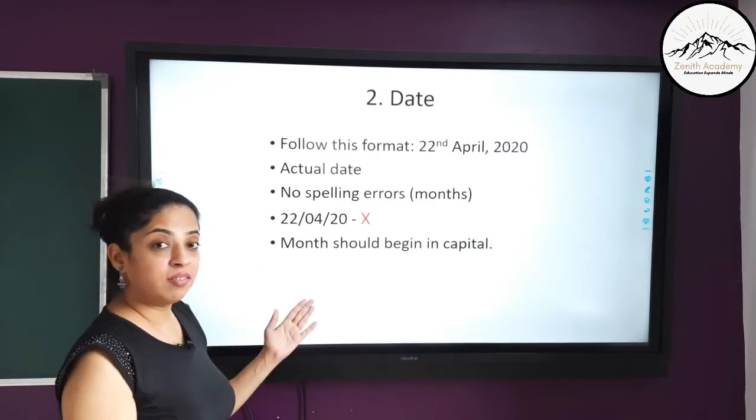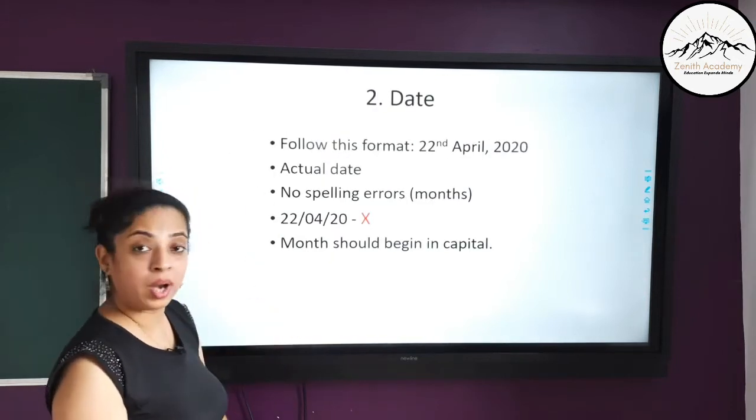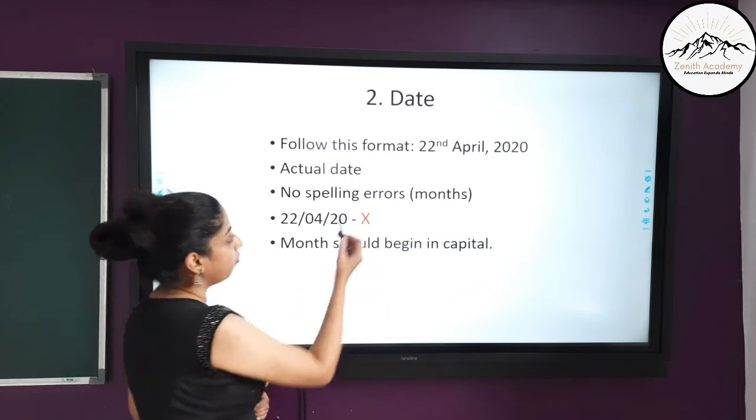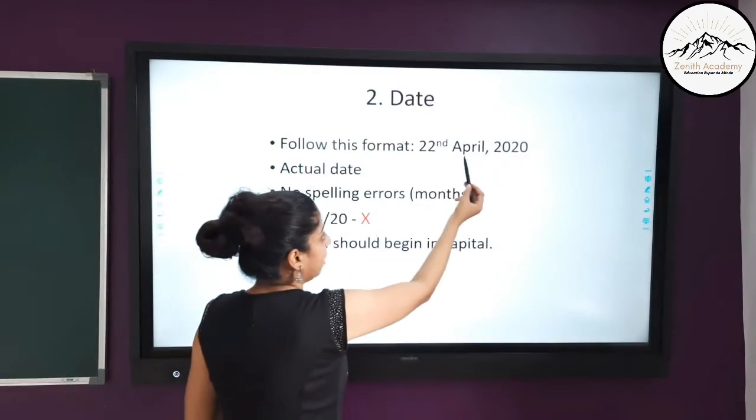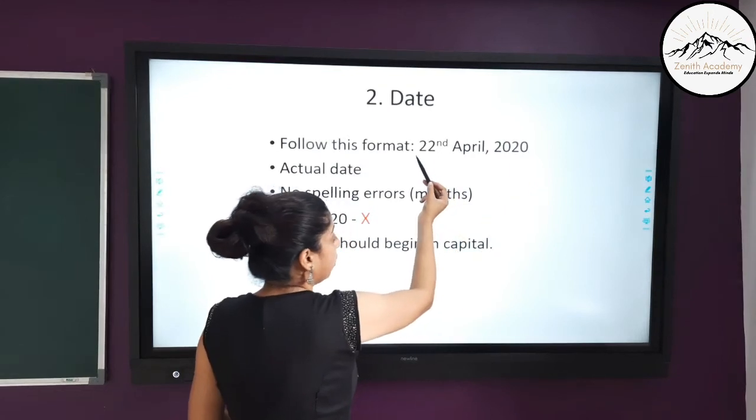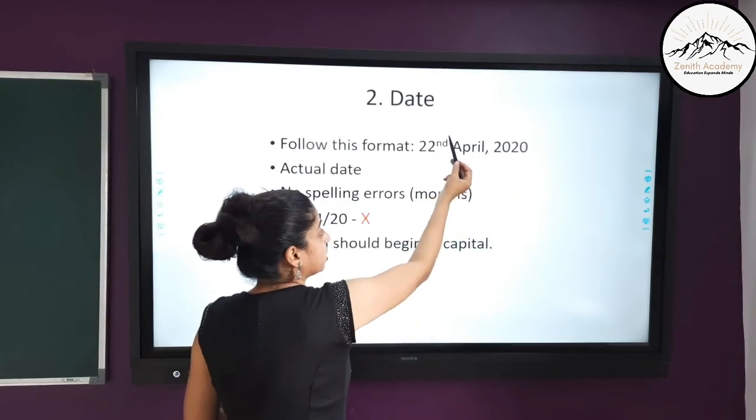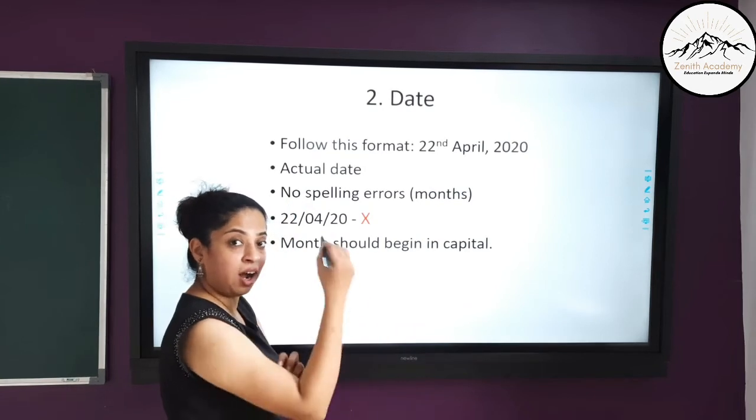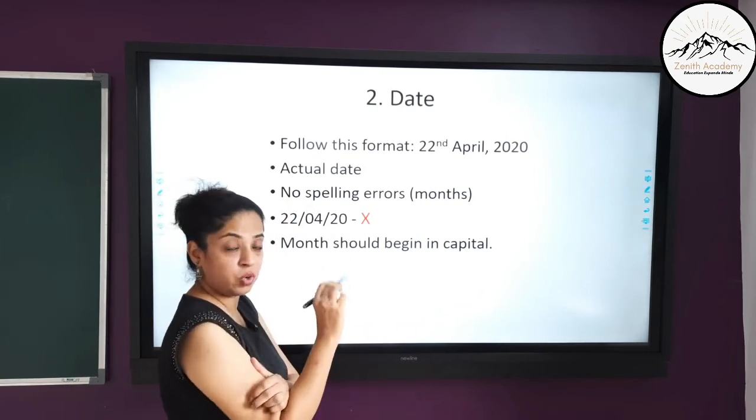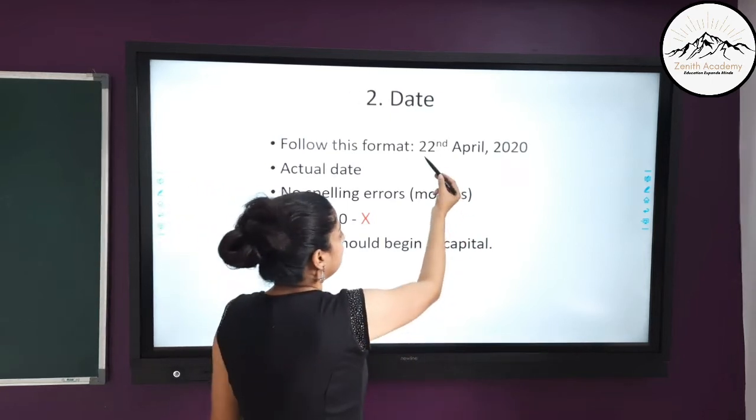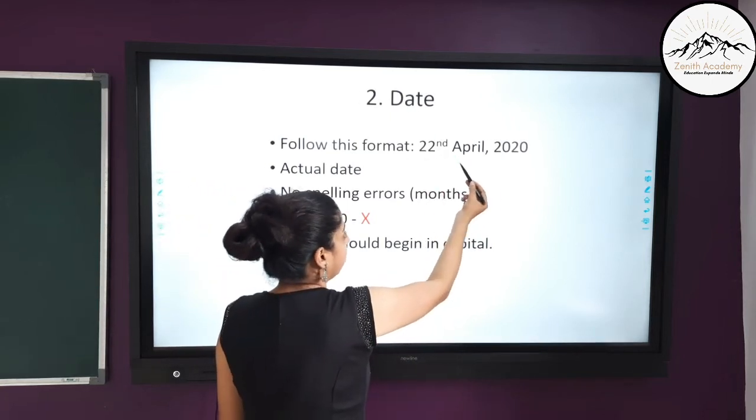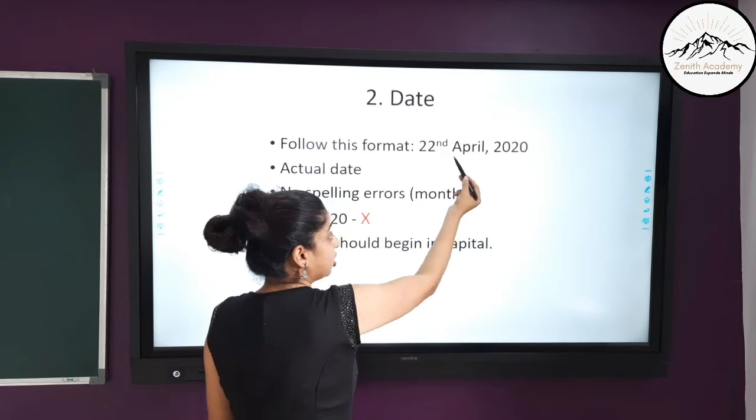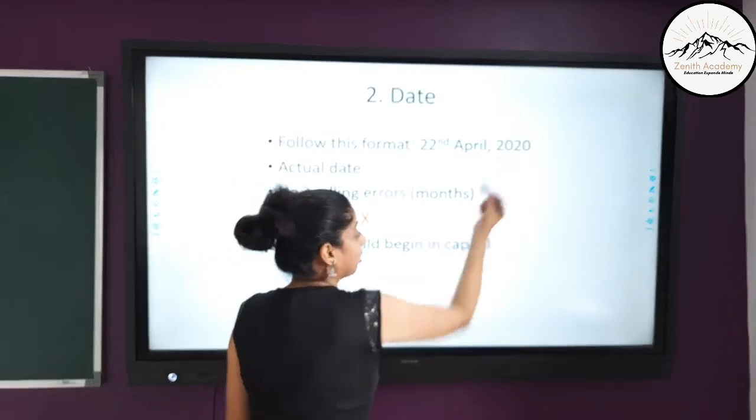The next important thing is the date, how to write the date. You have to follow this format: 22nd April 2020. So 22, then in superscript you write ND. If it is 23rd you will write RD and so on. If it is first you will write ST. Then after the date you write the month. The first letter should be in capital, put a comma and then write the year.